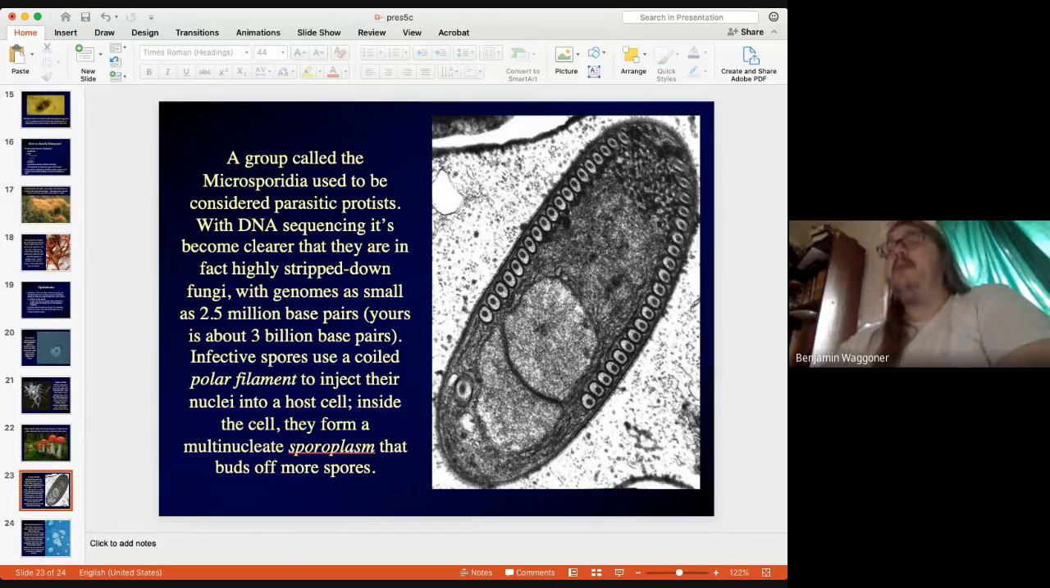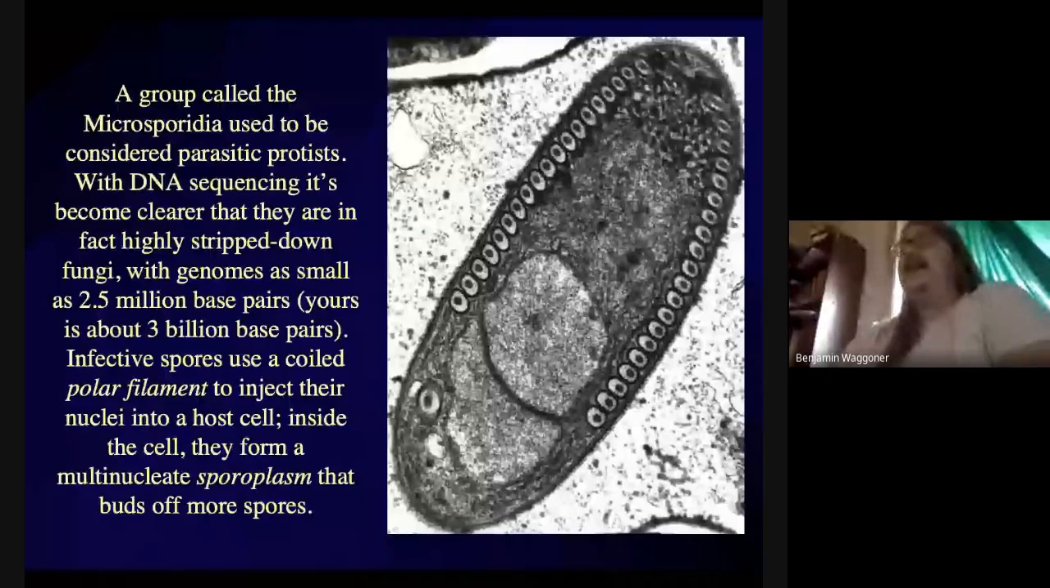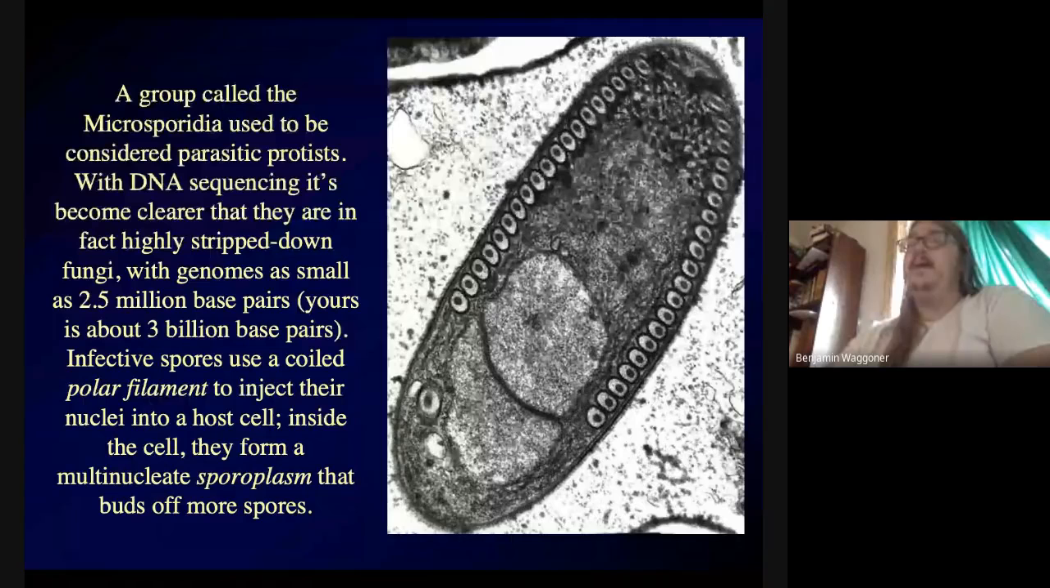Right, Microsporidia used to be considered parasitic protists, and you'll find them listed in textbooks and reference books as protist parasites. Once it became possible to sequence their DNA, it turned out that what they are is stripped down fungi. They include organisms with the smallest genomes among the eukaryotes.